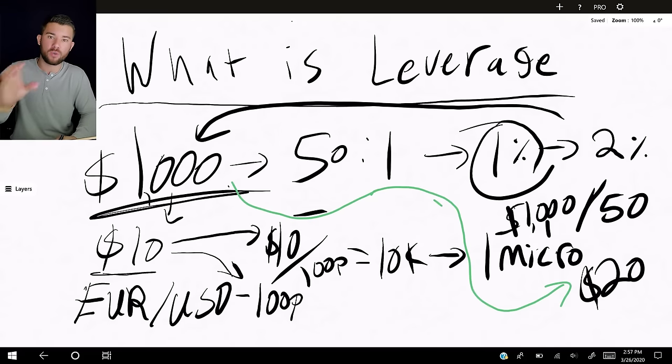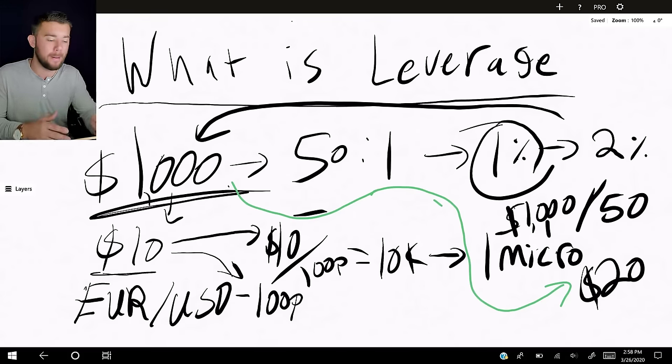You're giving your broker 20 bucks. They're saying, here's 1,000 units. You hold on to that 1,000 units as long as you want. But when you decide to sell that 1,000 units, we want that $1,000 back, no matter what. If your investment goes up or down, we want that 1,000 units back. So when this investment goes up, you make money, but if it goes down, you still owe them 1,000 bucks. But instead of losing $1,000, you've only lost $10.